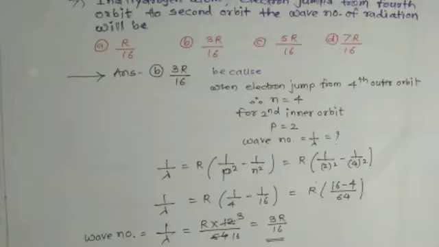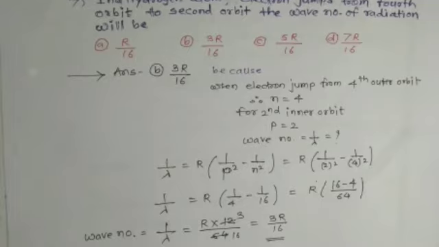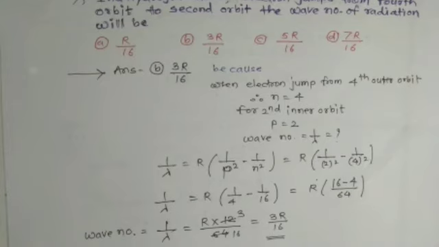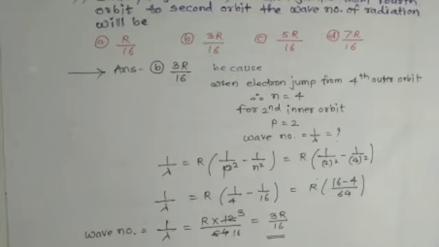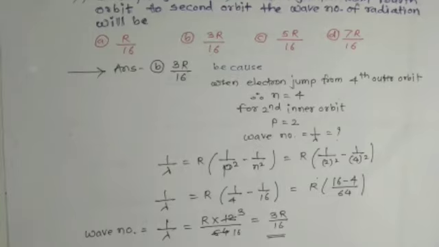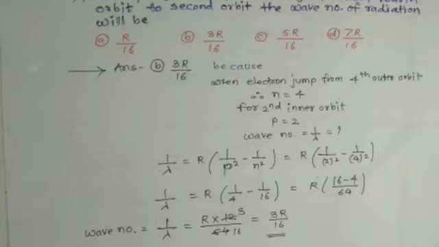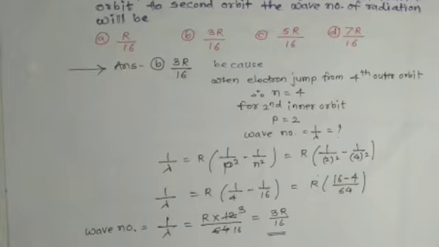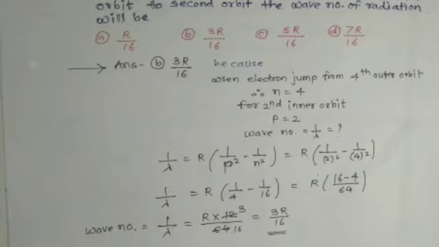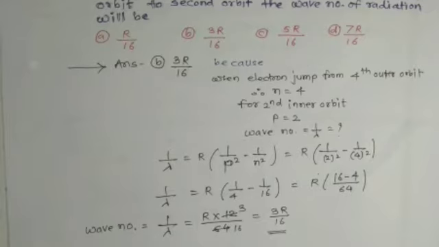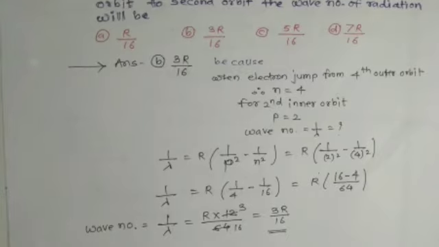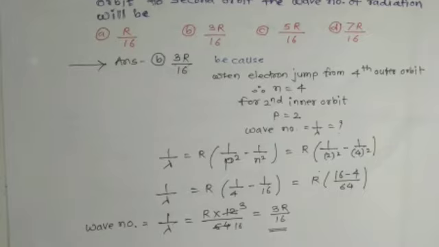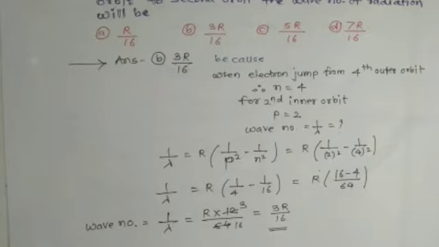outer orbit, so n equal to 4, and second inner orbit, so p equal to 2. So wave number 1 upon lambda equal to question mark. The formula will be 1 upon lambda equal to capital R in bracket 1 upon p square minus 1 upon n square. If we substitute the values of n and p, you get the answer: wave number will be 3 capital R upon 16.